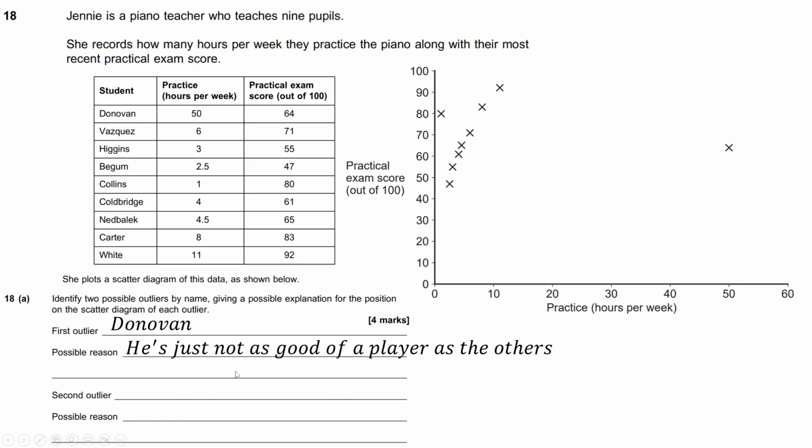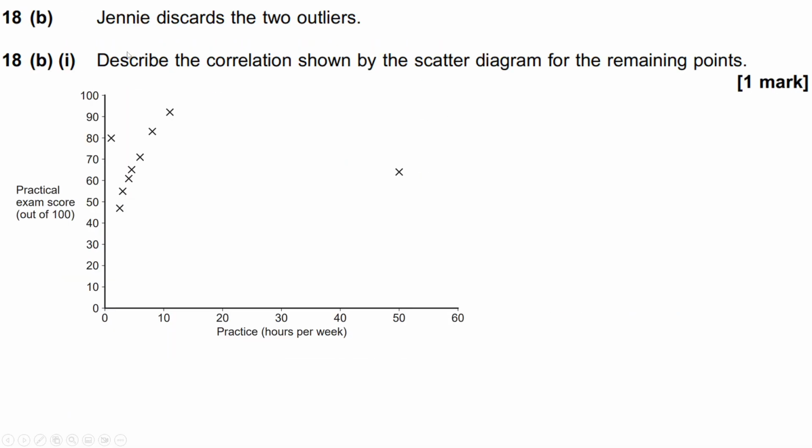Maybe he was distracted while he was playing. Maybe he just didn't really care about doing well in the exam. I think you can also put he's just naturally not as smart, which is the same as this, I guess. Anyways, the other outlier here is Collins. Okay, maybe he's been playing for a while before that week. Maybe he's just naturally smarter. Maybe not smarter, but better able, you can say. Maybe he's been playing for a long time. There are a lot of things you can say.